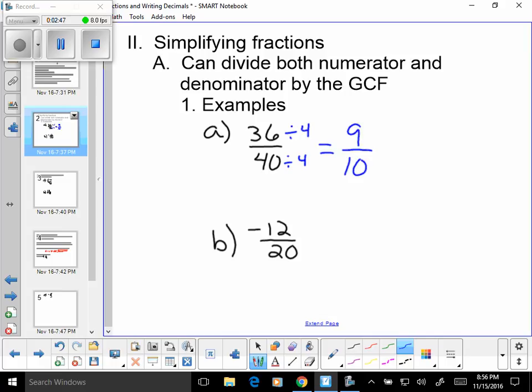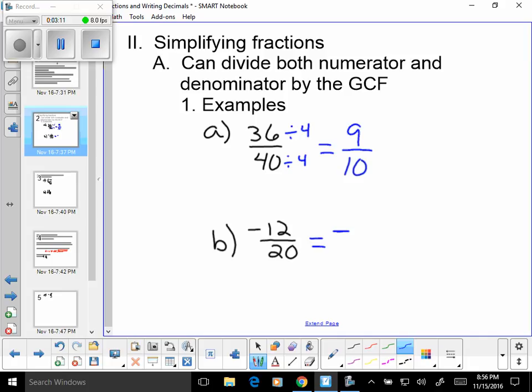Now, normally we do this mentally. Notice in B, we are getting a negative. And I should point out that the negative can be with the numerator, the negative can be with the denominator, or the negative sign can be even with the fraction bar. Most people probably bring it up to the numerator and put it there.